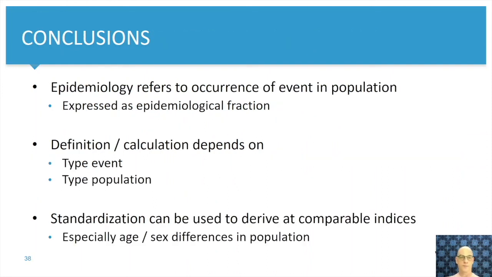So to conclude, epidemiology refers, as said many times before, to measuring the occurrence of health events within the population. And to do that, we need to express it as an epidemiological fraction. The way we express this epidemiological fraction depends on which type of event we look at and which type of population we look at. But the numerator will always be an indicator of the occurrences, and the denominator will always be an indicator of how many people were at risk.